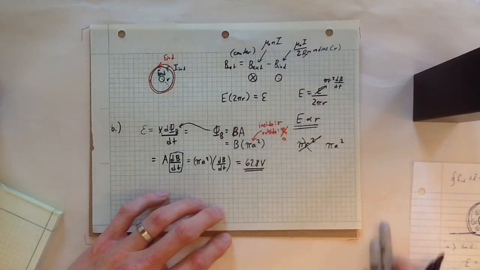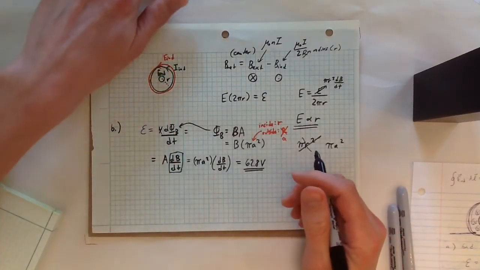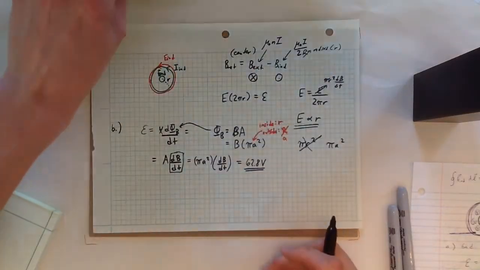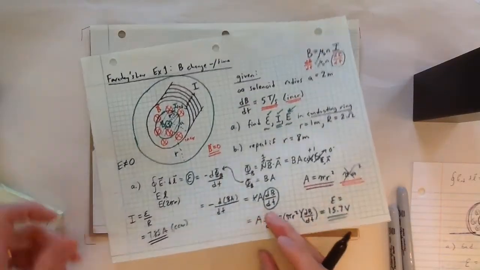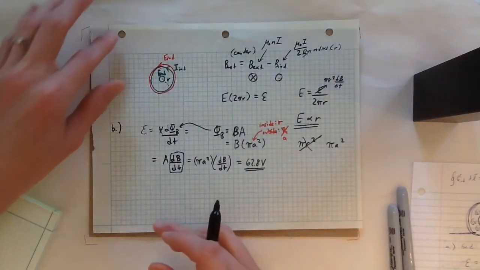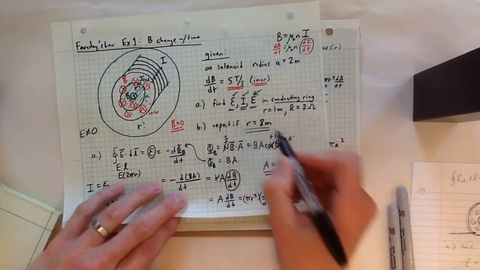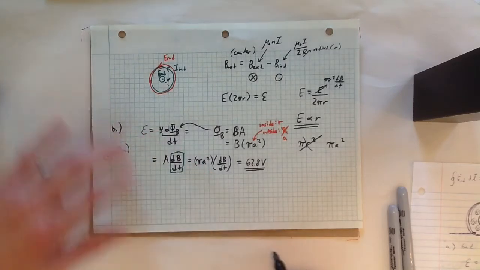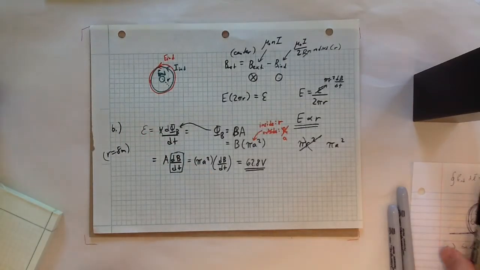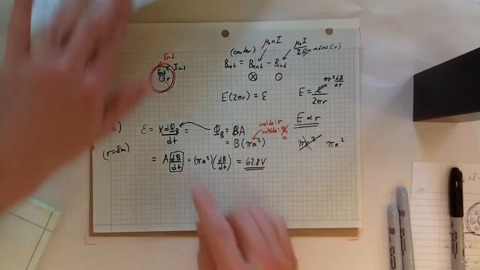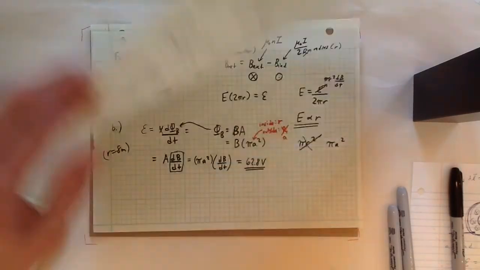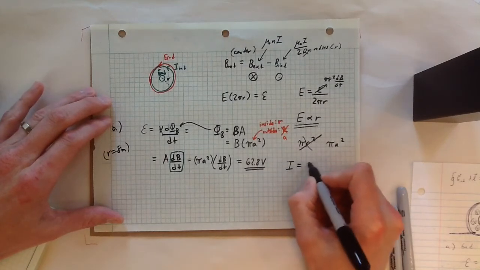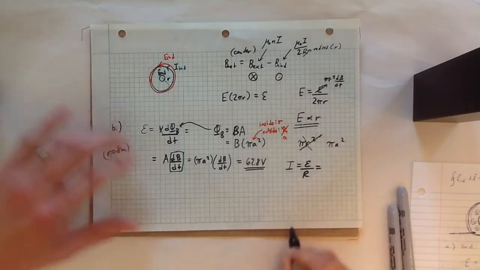And notice that this does not depend whatsoever on the size of this ring yet. We haven't even used the fact that this particular ring now is 8 meters, because at this point we're limited in the flux we can catch simply by the dimensions of the solenoid itself. So we go ahead and calculate the current off of it.